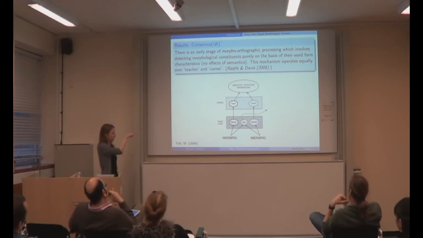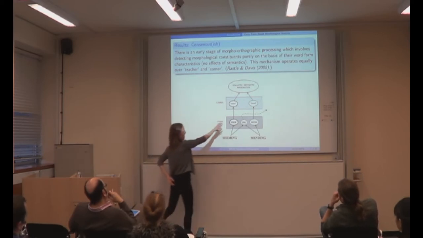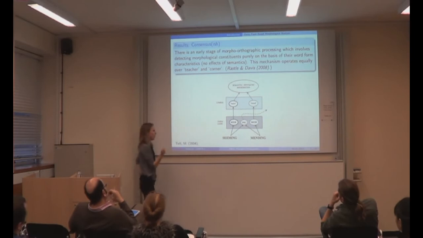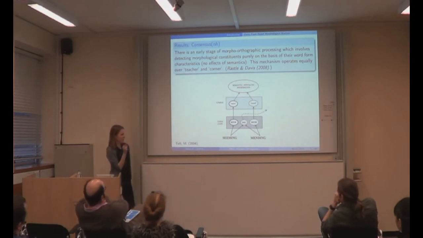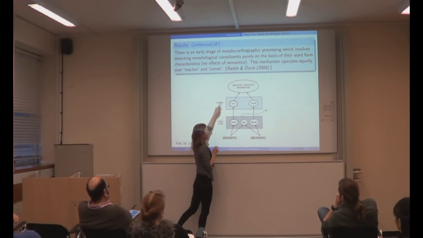So this is a figure borrowed from Marcus Taft. It's a very simple model of the idea that there's a level of form code encoding in which there's a segmentation, or I think he calls it an affix stripping process, and that subsequent processing is fed by that stage.